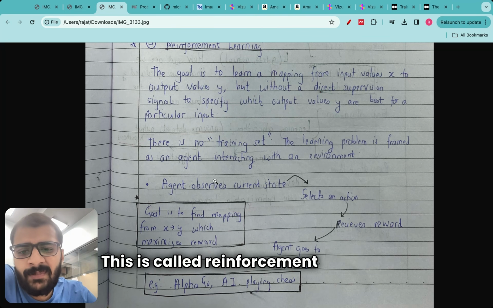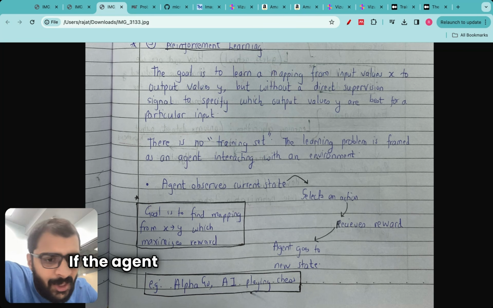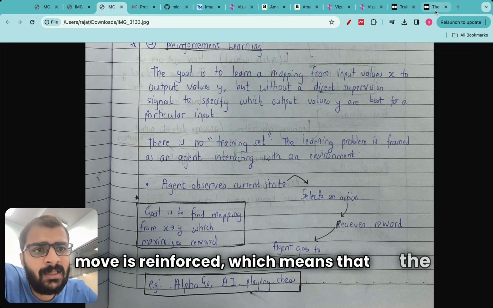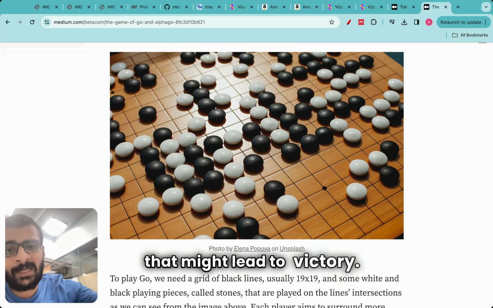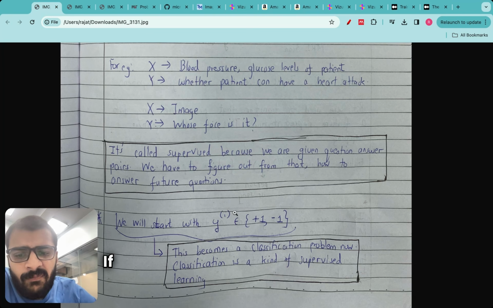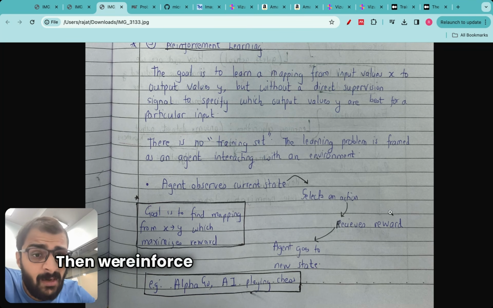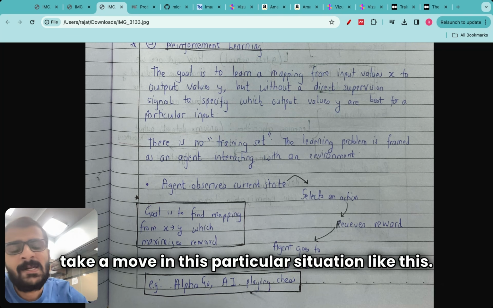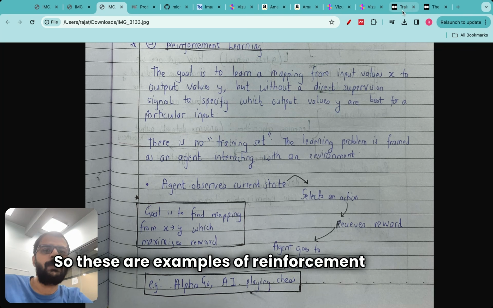This is called reinforcement learning because we reinforce things. If the agent receives a reward, that particular move is reinforced, which means that the AI should keep on making that move again because that might lead to victory. If the AI selects a wrong action, then it does not receive a reward, it loses. Then we reinforce to the AI that you should never take a move in a situation like this. So the agent learns. So these are examples of reinforcement learning.